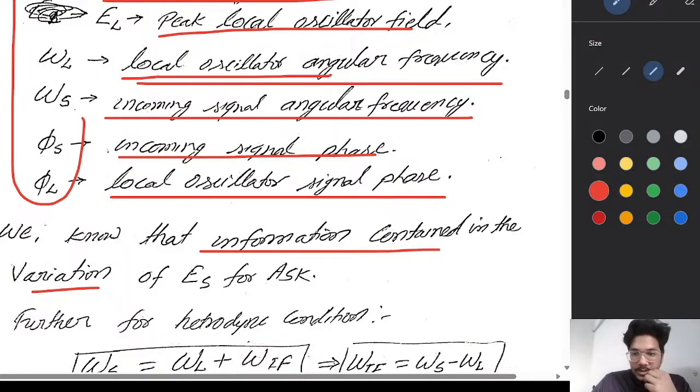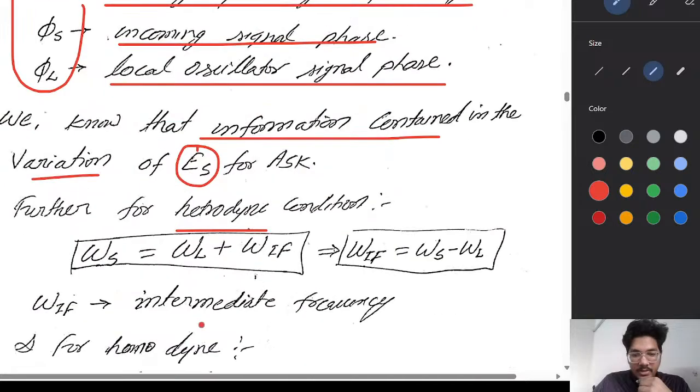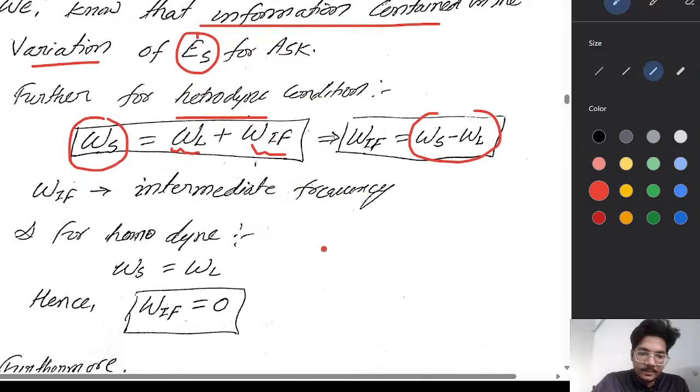The information is contained in the variation of E S for the ASK. For the heterodyne condition, the angular frequency of the incoming signal is not equal to the angular frequency of the local oscillator, omega L, and omega IF is the intermediate frequency. So the intermediate frequency is equal to omega S minus omega L. For homodyne, omega S is equal to omega L, so the intermediate frequency is equal to 0.